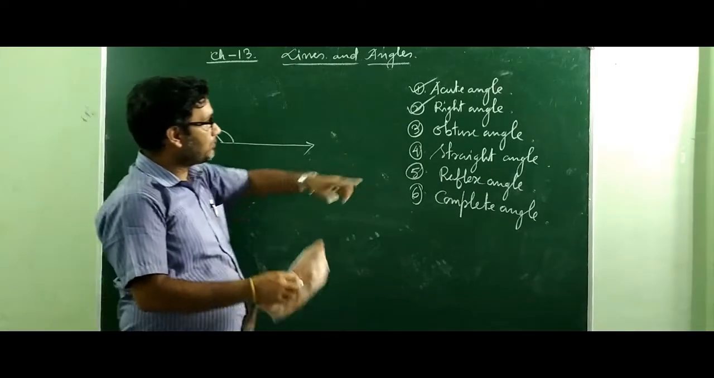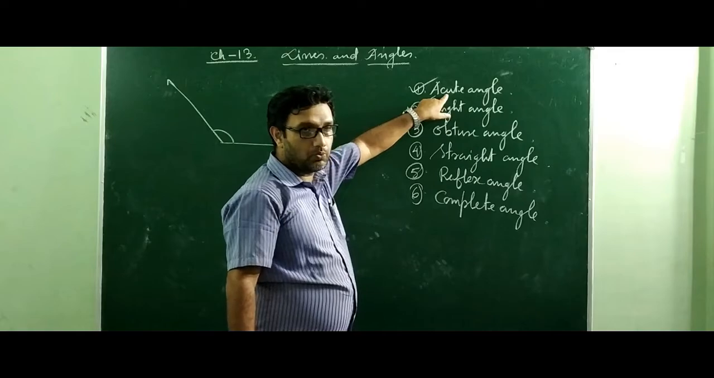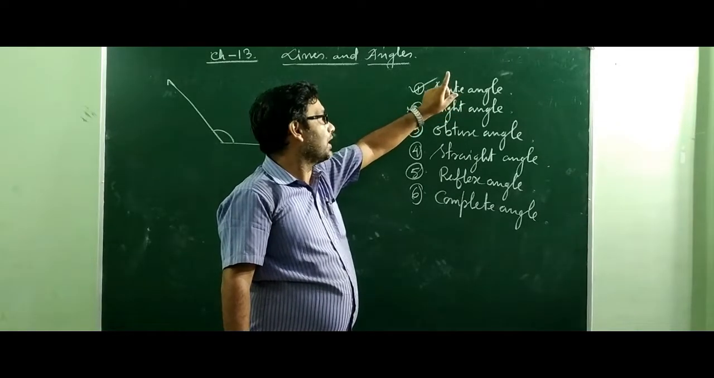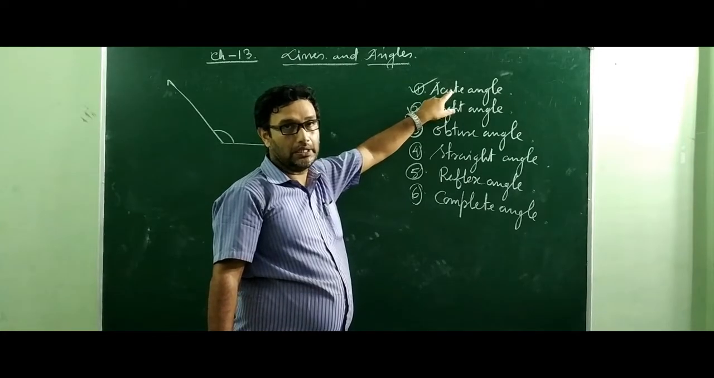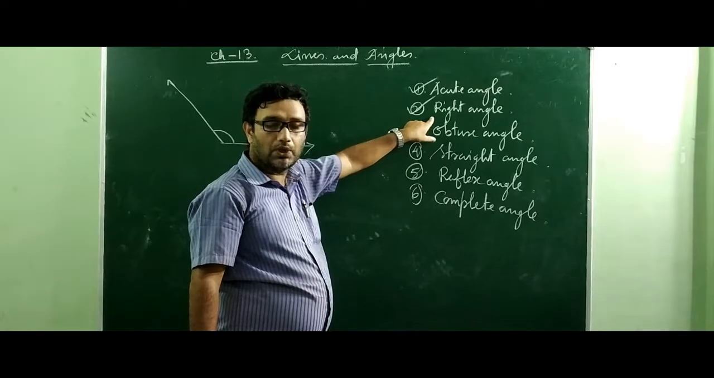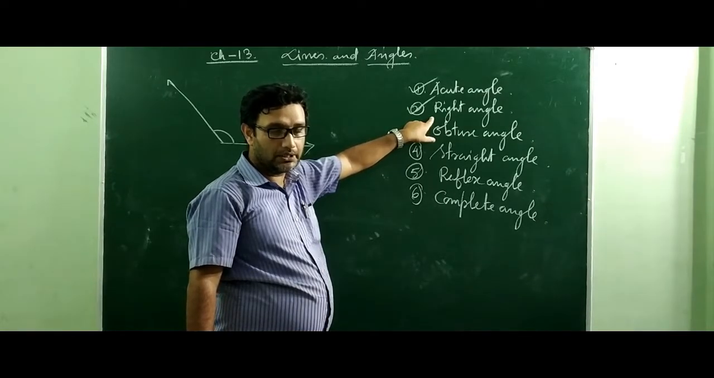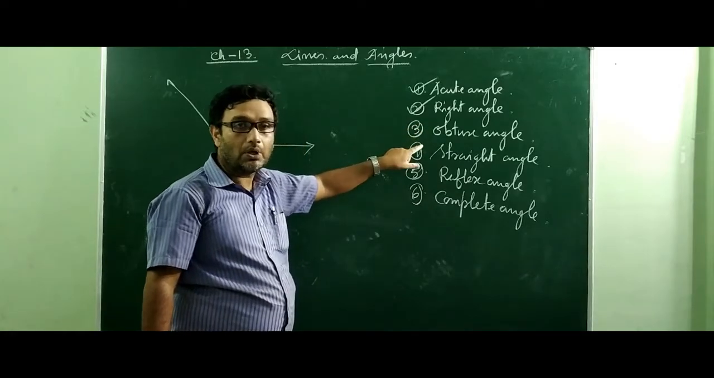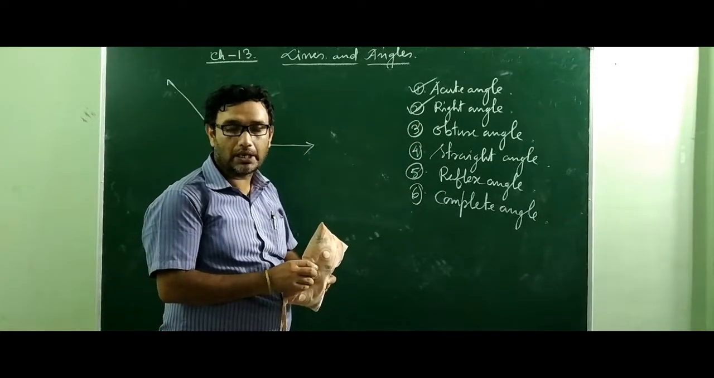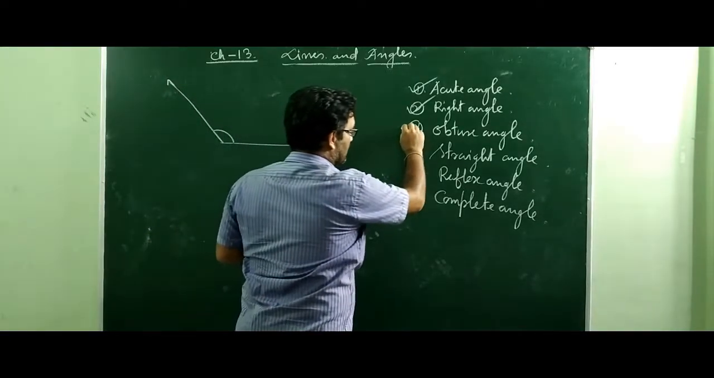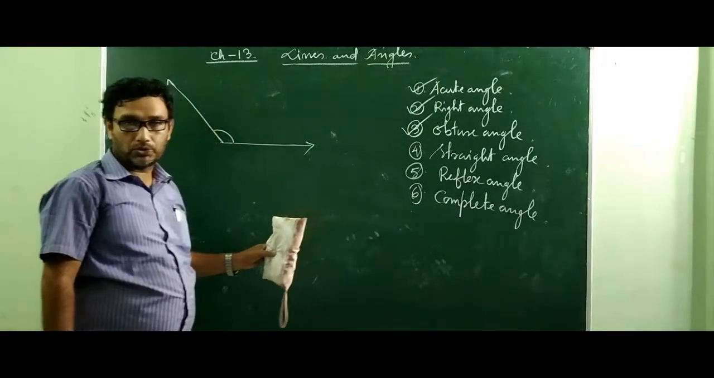So again I will repeat up to here. Acute angle: if the measure of an angle is more than 0 degree but less than 90 degree, then the angle is called acute angle. Right angle: if the measure of an angle is 90 degree, then the angle is called right angle. Obtuse angle: if the measure of an angle is more than 90 degree but less than 180 degree, then the angle is called obtuse angle.